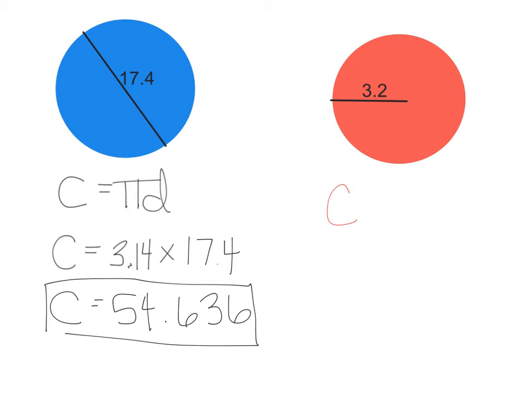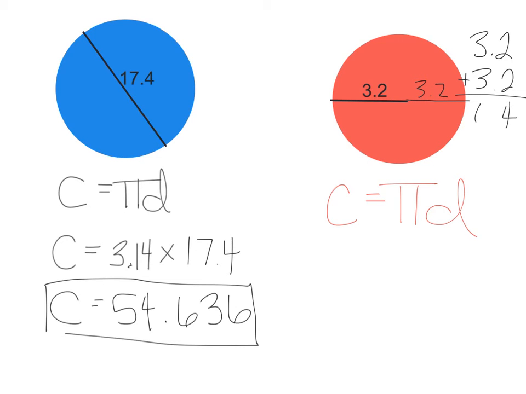If I have to find the circumference, but in this case I'm only given the radius, I probably need to figure out what the diameter is, since the formula I'm using is circumference equals pi times the diameter. Well, if this radius is 3 2/10, then this radius would also be 3 2/10. So the diameter would be the radii together. Either you could add the two together, or you could just multiply it by 2, which gives me 6 4/10. Now I can find the circumference.